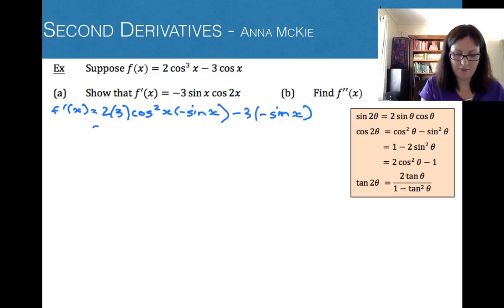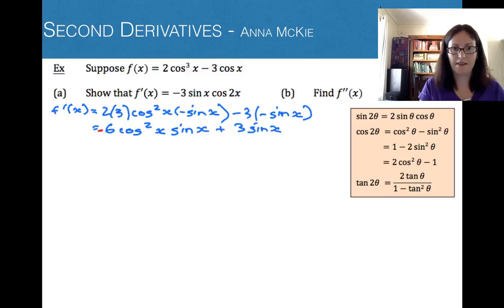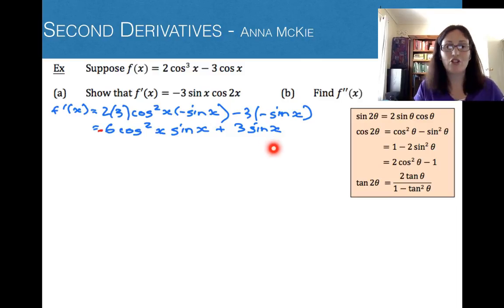Okay, tidy that up. We've got 6 cos squared x. My apologies, that should be a negative out the front there. And then plus 3 sine x. Now, that does not look like what they want us to write it as. So we're going to have to rearrange this somehow. Look at each term. They've got something in common. Each has a sine x and a number that we could take out as a common factor.